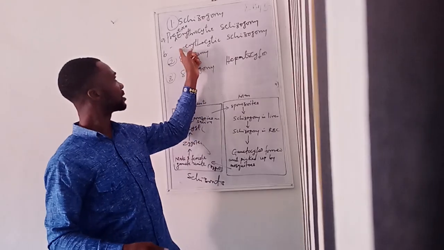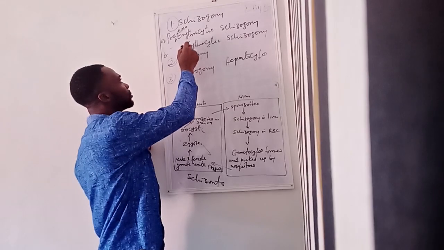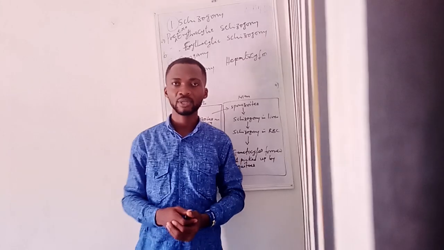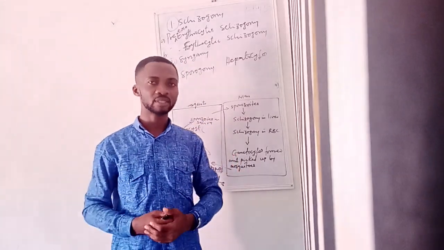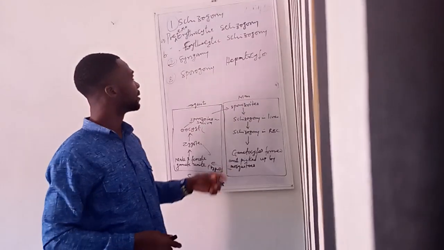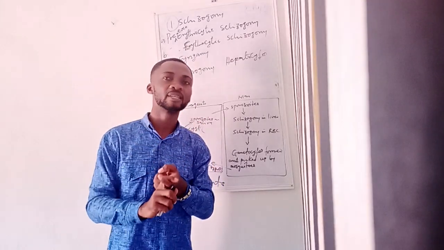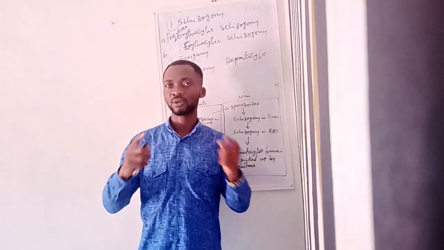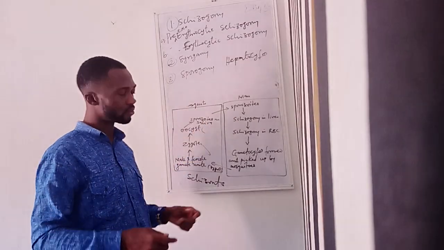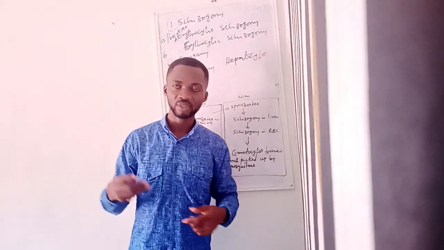Then the second one is erythrocytic schizogony. When we talk about erythrocytic schizogony, we mean the type of schizogony that occurs within the red blood cell. Then, of course, we have the syngamy. Syngamy is when the micro and the mega gametocytes unite together to form a zygote. The sporogony, the division that occurs within the oocyst, is called sporogony.